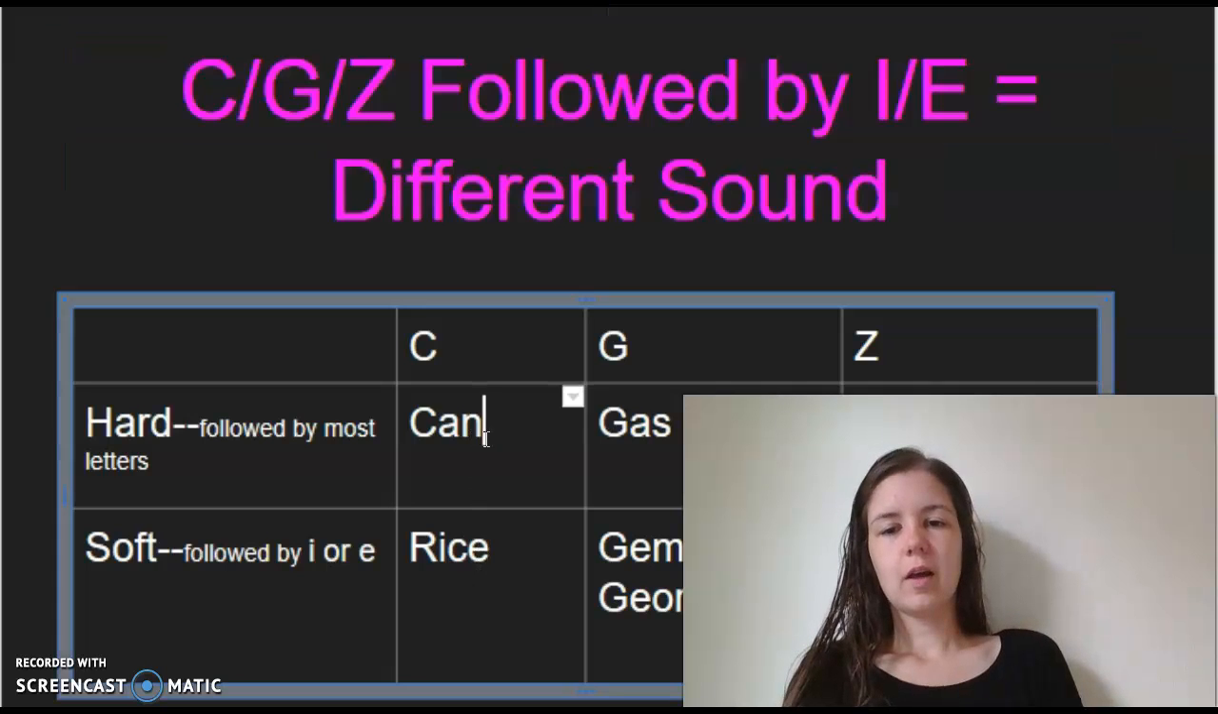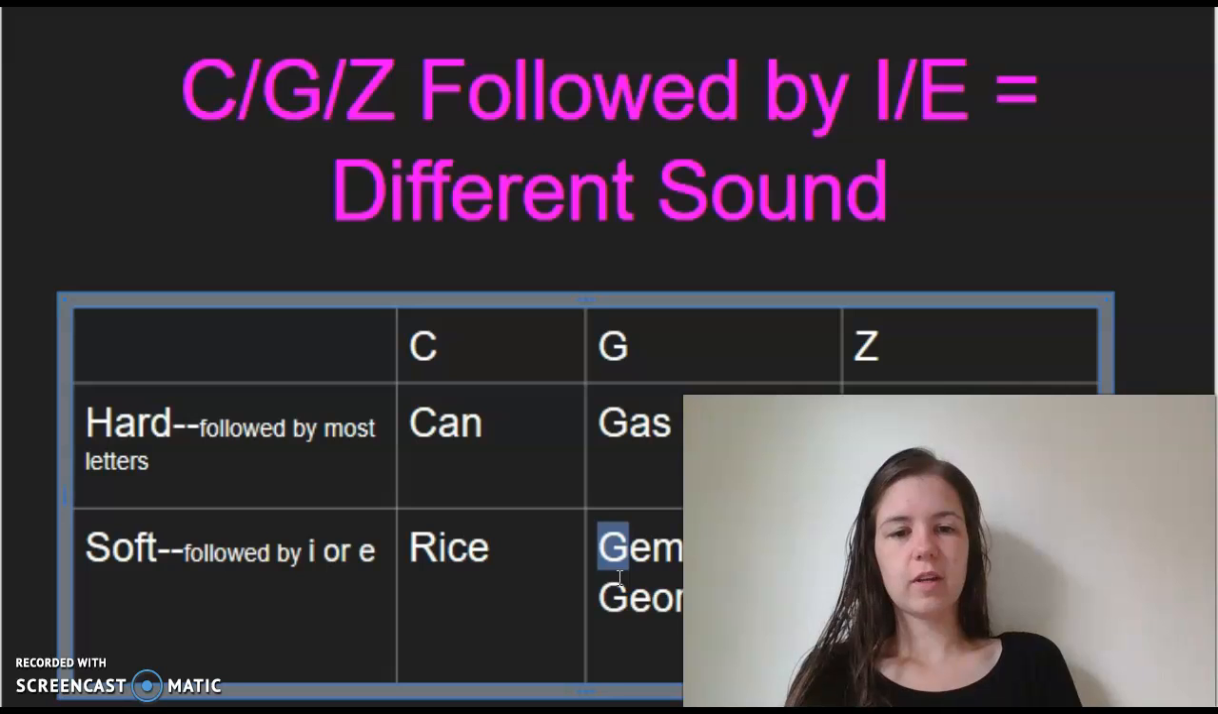And normally a C would make the K sound. With G, typically in English, G makes the G sound, but then when it's an I or E next, it's the J sound. In Spanish, that's going to be the H-sounding G.